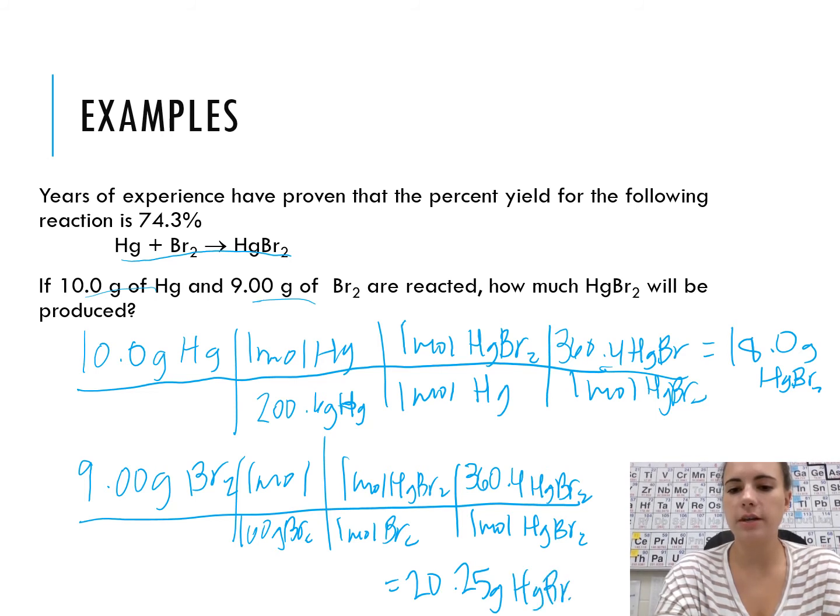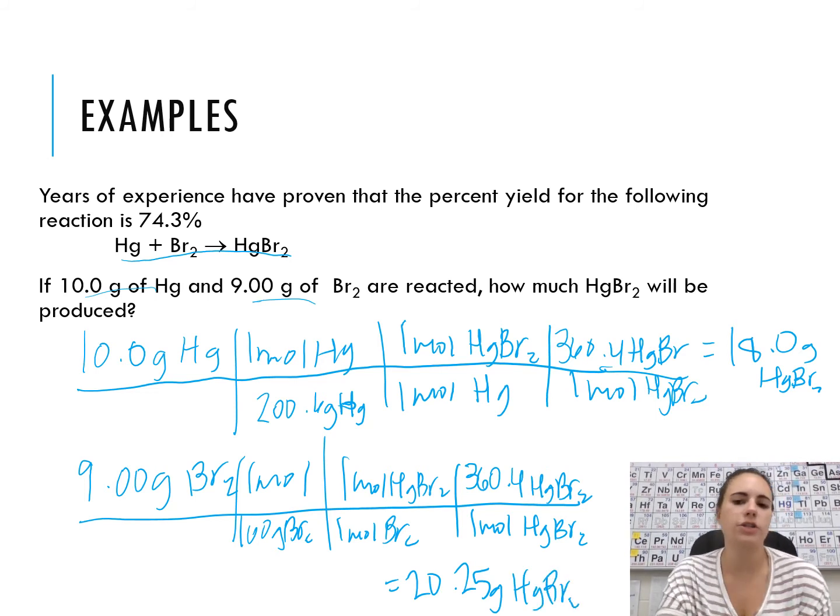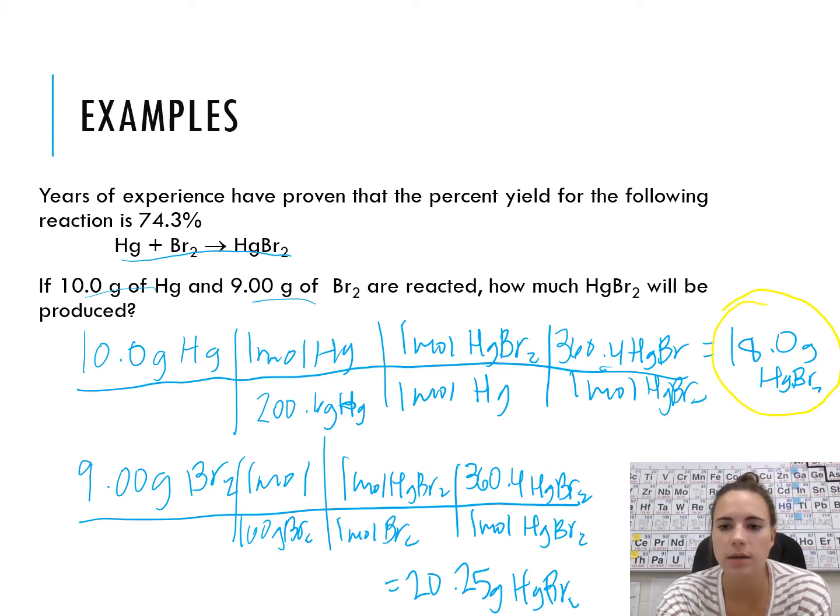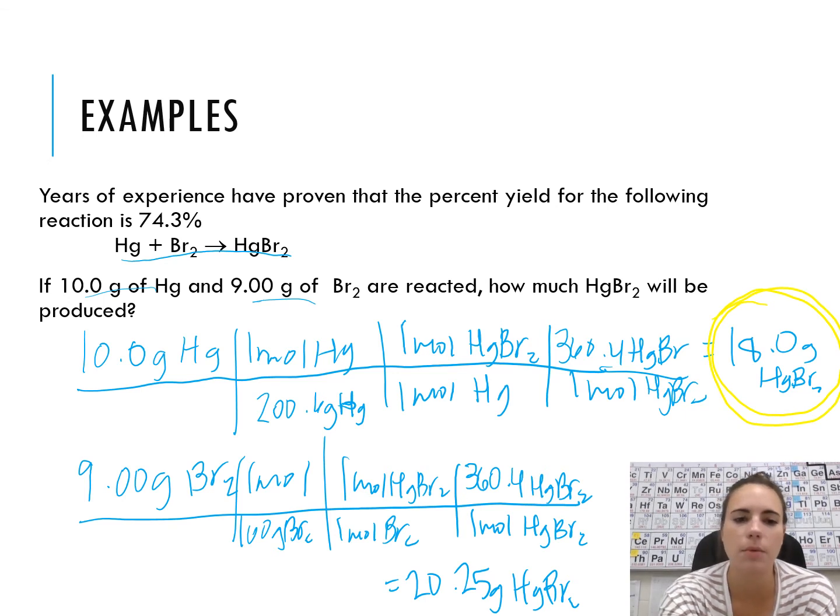Now, this question didn't explicitly ask me what's the limiting reagent, but I had to determine what the limiting reagent is to know how much mercury bromide I'm going to make, because one of them is going to run out. Well, I see that the mercury can only produce 18.0 grams, so that means that mercury is my limiting reagent. And so my amount produced is 18 because I can't make 20.25 when I run out of mercury. So my amount is 18 grams.